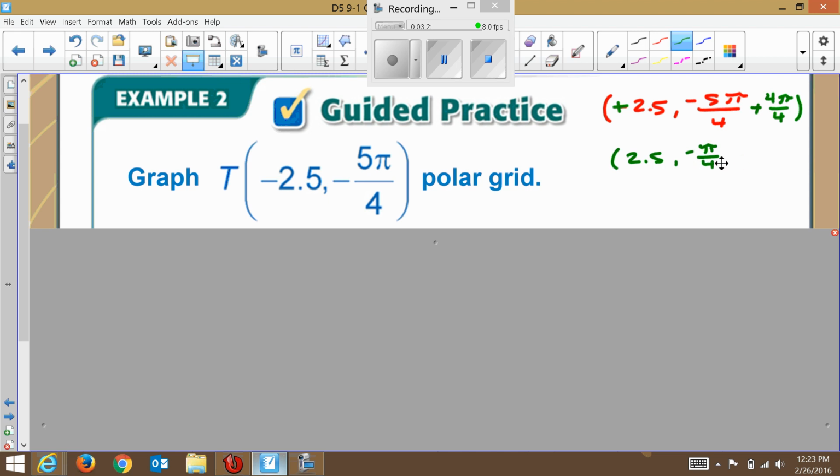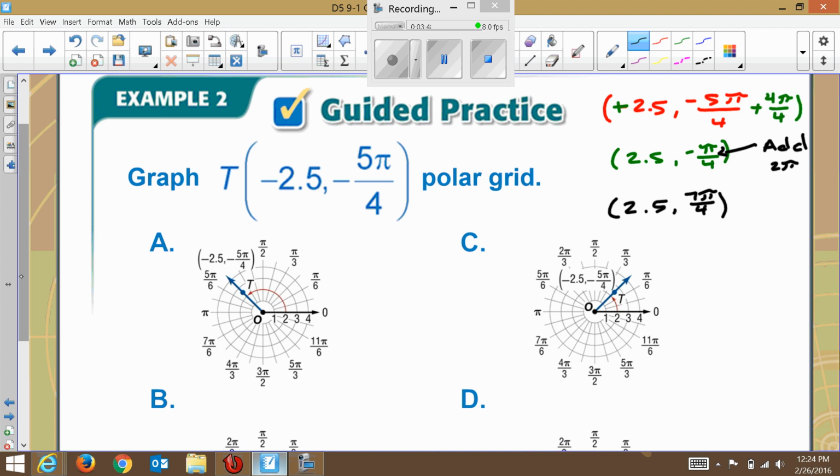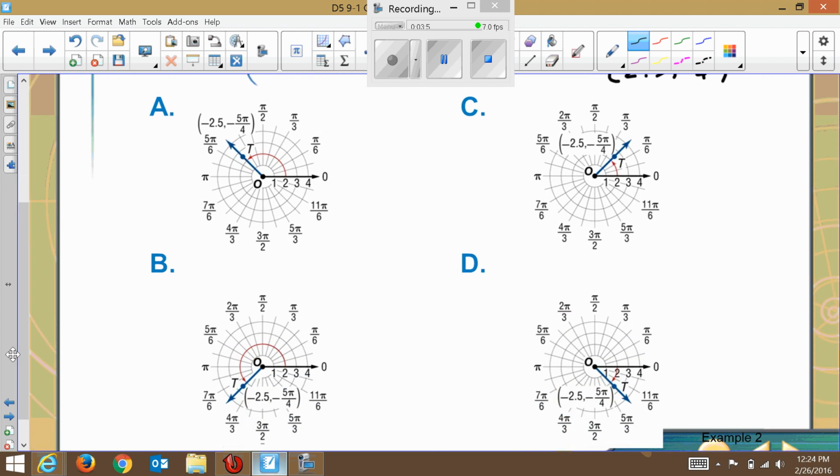I still don't like the negatives, so I can also then come back and just say, hey, let's add 2 pi, which is the same thing as 8 pi over 4. So this is 2.5. If I add 8 pi over 4, I end up with 7 pi over 4 here. So what I'm going to do is look for a graph that's at 7 pi over 4 and goes 2.5 units. As I look, this one appears to be the only one that's there. 7 pi over 4 would be in the 4th quadrant. So it would have to be D.